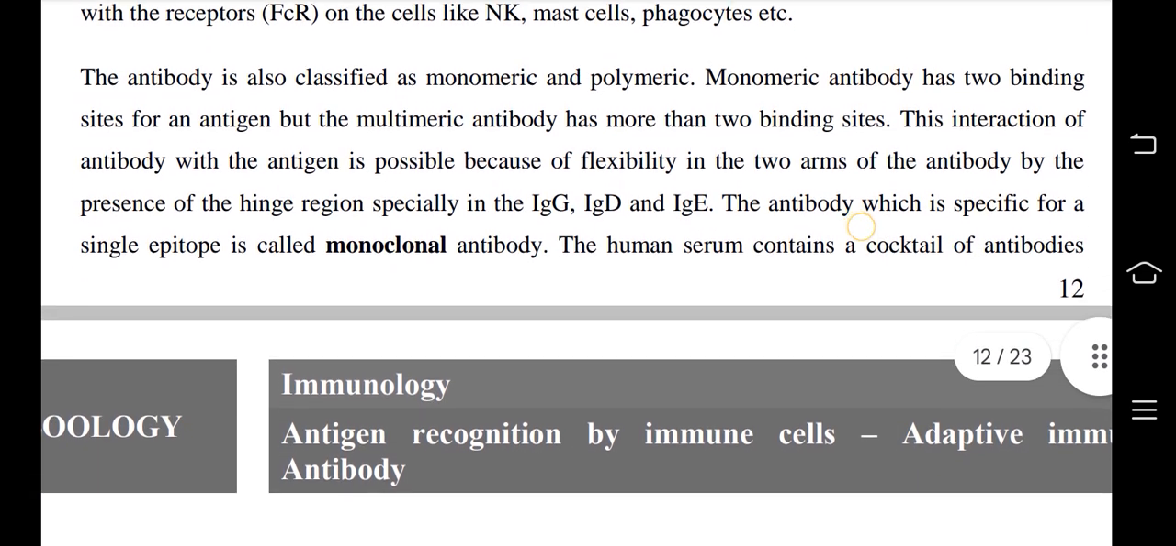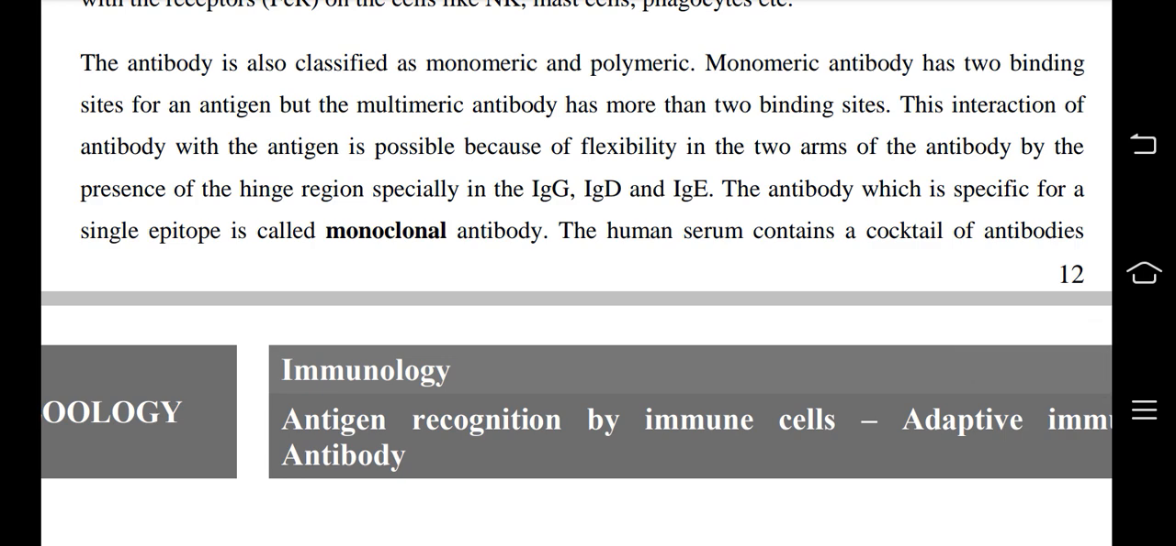The antibody is also classified as monomeric and polymeric. Monomeric antibody has 2 binding sites for an antigen, but the multimeric antibody has more than 2 binding sites. This interaction of antibody with the antigen is possible because of flexibility in the 2 arms of the antibody by the presence of hinge region, especially in IgG, IgD and IgE.